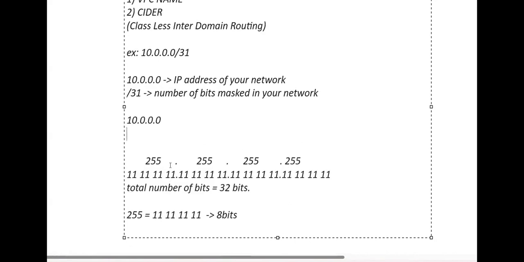You can see 10.0.0.0, right? So if you write this in binary format, 10 will be represented as 00001010. Each block will be nothing but 8 bits, right? Yes. So already 4 bits are completed.